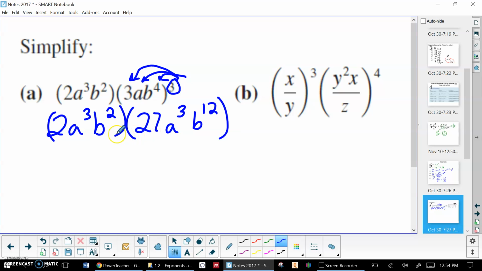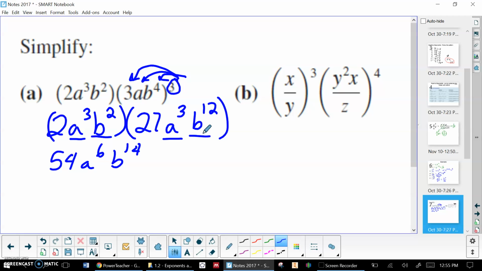And to do that, 27 times 2 is 54. We've got a to the 3rd, well that makes a to the 6th, because 3 plus 3 is 6. And I've got b to the 2 times b to the 12 is b to the 14th. Again, we're multiplying everything. There's no need to distribute anything. There's no plus signs here. Just multiply your terms together.